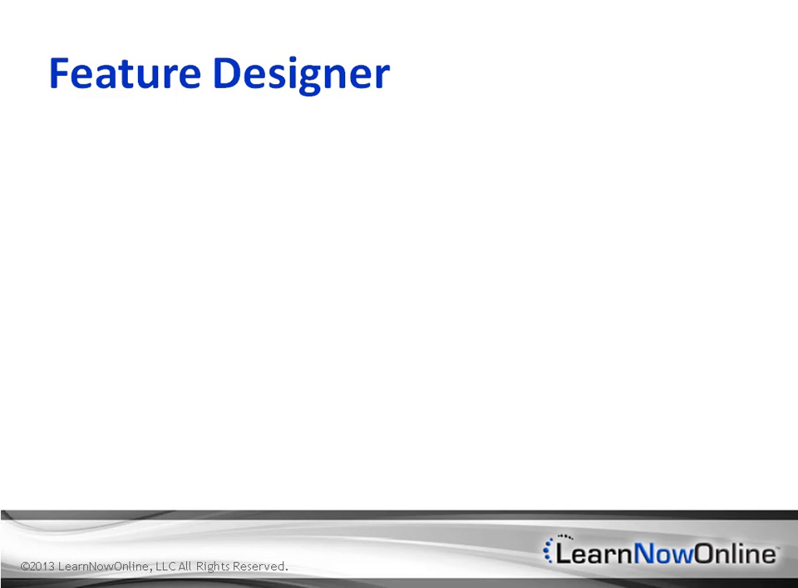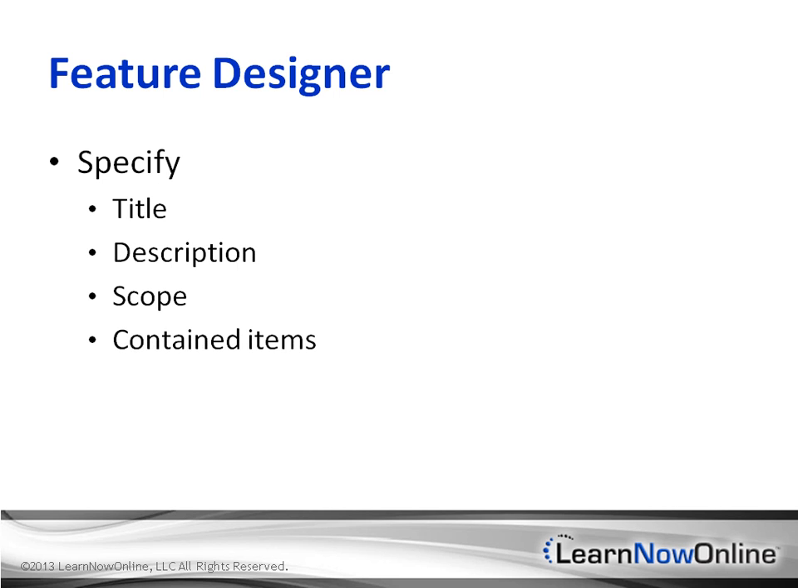So the nice thing about Visual Studio 2012 is that there's quite a bit that you can do by hand. I should say there's quite a bit that the feature designer will do for you that you don't need to do by hand. So you should never have to write a feature manifest by hand unless there's something special that you're doing. Some of the things that you can specify with the feature designer are the title, the description, scope of the feature, any contained items, activation dependencies.